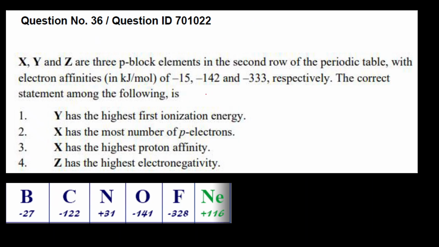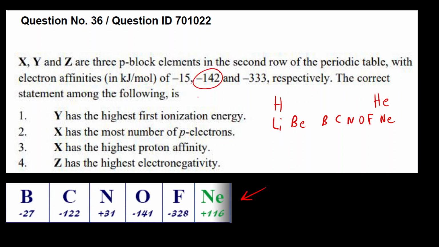X, Y, Z are the 3 p block elements in the second row. What do we have in the second row? This is the first row. Row means period. This is the first period. Hydrogen, helium, lithium, beryllium, then boron, carbon, nitrogen, oxygen, fluorine and neon. So these are the electron affinity values.